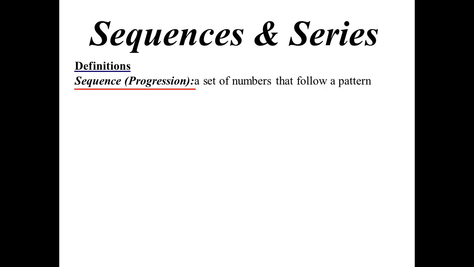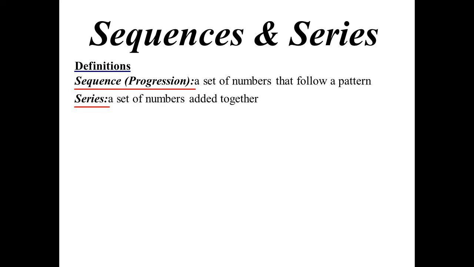So sequence and series, let's have our definitions. What is the difference between the two anyway? What's a sequence, what's a series? Well, a sequence, also sometimes called a progression, is just a set of numbers that follow some pattern. That's all a sequence is.